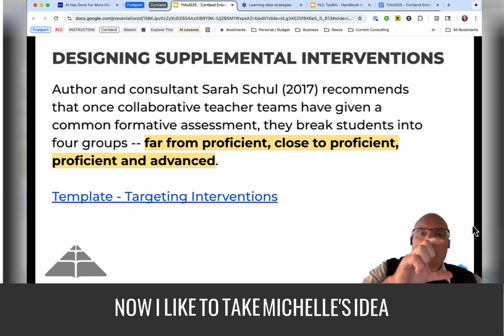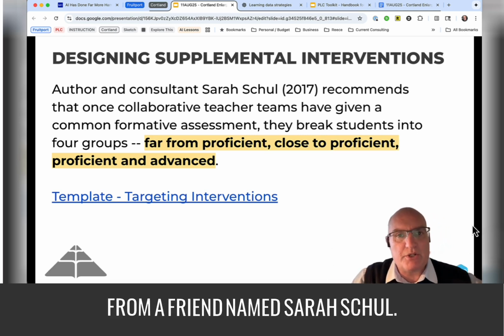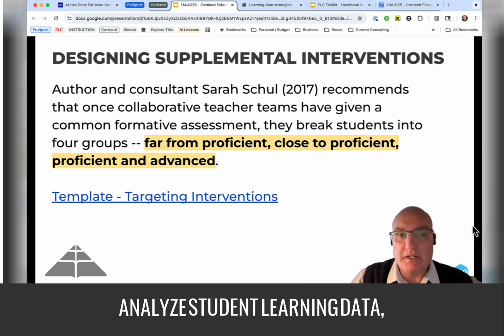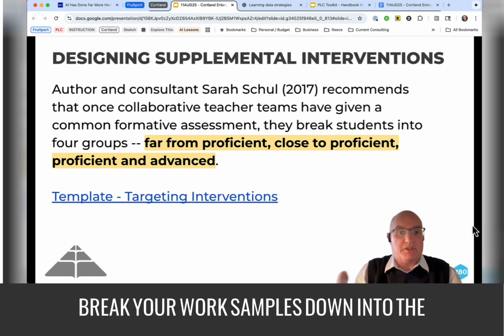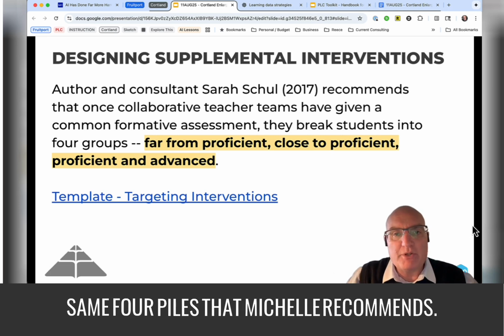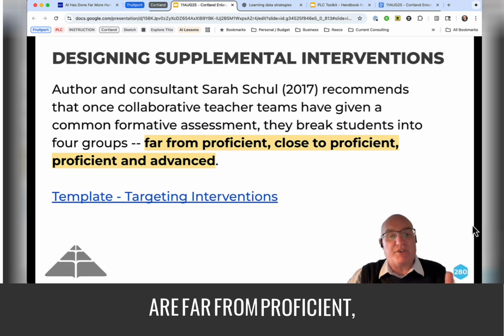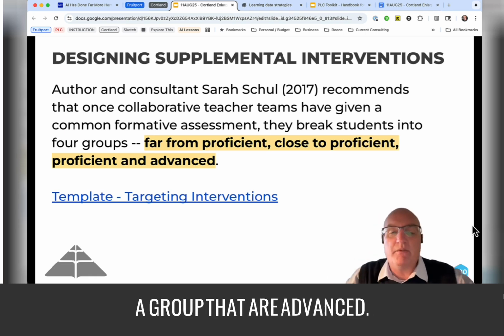Now, I like to take Michelle's idea and pair it with an idea that I got from a friend named Sarah Schul. What Sarah says is that when you analyze student learning data, you ought to break your work samples down into the same 4 piles that Michelle recommends. So you want a group of work samples that are far from proficient, a group that are close to proficient, a group that are proficient, and a group that are advanced.